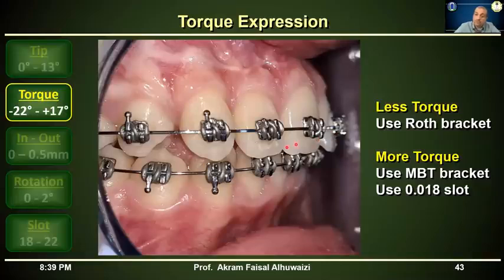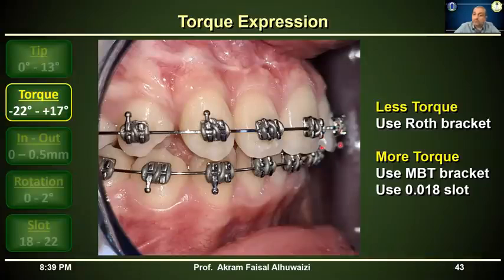When you've got teeth which have different torque to start with, you may need to have a strategy towards torque. You may need to make this one with less torque. So the left one, if we want to have less torque on it, we probably would use a Roth bracket on it. And just keep this one as an MBT one. This MBT one will have 17 degrees. This one has 12 degrees. It's going to push it a little bit more in.